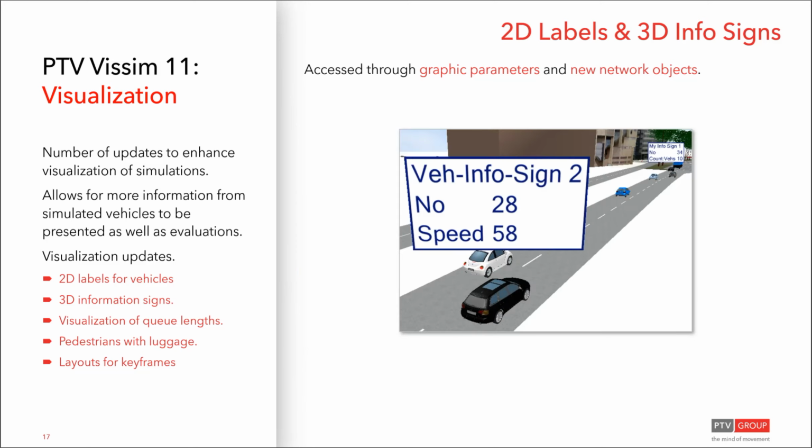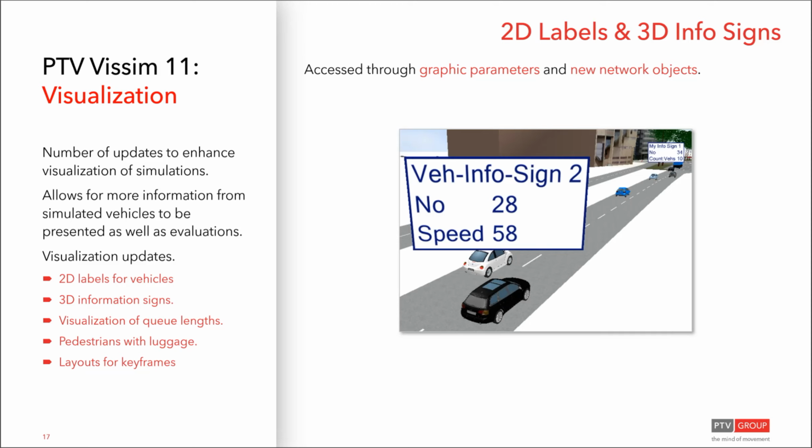Similarly, we also have 3D info signs. So now if you would like to record a 3D visualization video, and maybe you would like to add an info sign to identify a certain junction, it might be that you'd like to add an info sign above a junction that has the name of that junction, the level of service, and the average delay that vehicles are experiencing. Then you can freely enter an info sign and have that located within the network editor.